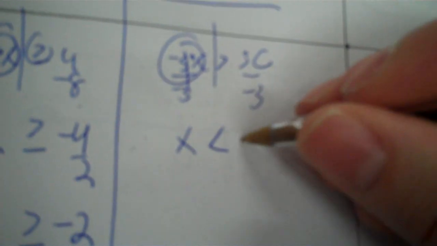Now over here, negative 3. You have to divide, but you have to divide by a negative, so you've got to remember to flip the sign. That is the same rule every time. If you're dividing by a negative, you flip the sign.